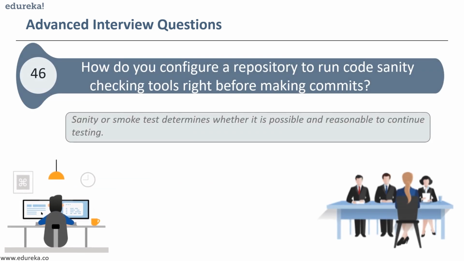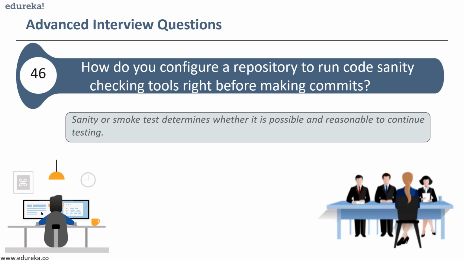The next question is, how do you configure a repository to run code sanity checking tools right before making commits? Here you must first mention what exactly is sanity checking. A sanity or a smoke test determines whether it is possible and reasonable to continue testing. Now you must explain how you achieve this. This can be done with a simple script related to the pre-commit hook of the repository.